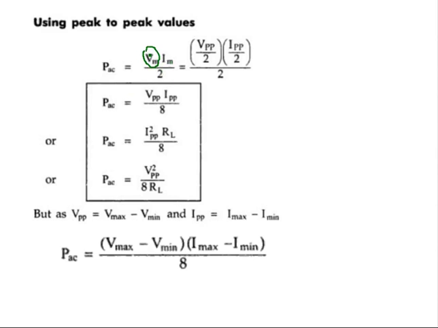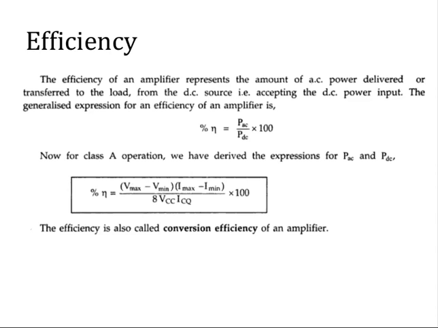Then in terms of peak values, what is Vm? It is V peak to peak by 2, and Im is I peak to peak by 2. Substitute, and you will get an expression like Vpp square by 8RL, or Vpp Ipp by 8. Like that you get three expressions in terms of RL, current and voltage. Now Vpp is Vmax minus Vmin, and Ipp is Imax minus Imin. So the general expression for AC power is Vmax minus Vmin into Imax minus Imin by 8. This is the expression for output AC power.